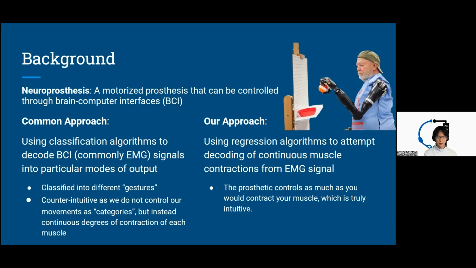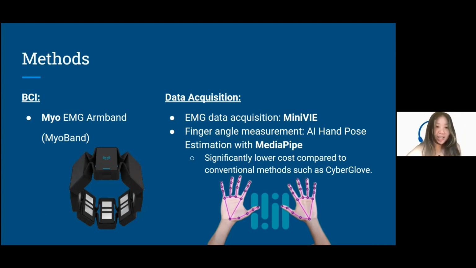Therefore, to achieve truly intuitive prosthesis control, our approach is to train regression algorithms to decode continuous muscle contractions from EMG signals. In our case, the BCI hardware we used is a Myo EMG armband, which can be worn on the forearm and collects 8 channels of EMG data. To acquire data from the BCI hardware, we use MiniVIE, which is an open-source package library developed by the Johns Hopkins University Applied Physics Laboratory. We decided to decode continuous contractions of each finger as a starting point.